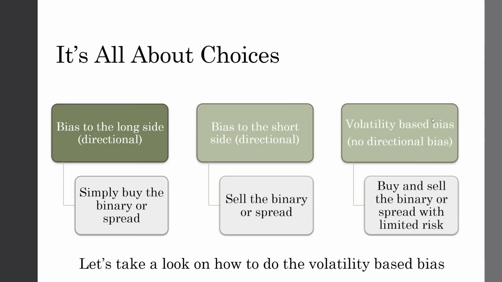Now, the main thing about trading market reports is all about choices. You can have a bias to the long side. This is a directional trade, and you simply buy the binary or the spread. Additionally, you could have a bias to the short side. In other words, you think the market is going to go down. In that case, you would sell the binary or the spread. You also have what's termed a volatility-based bias. That means you don't care whether it goes up or down. You just want it to move. In that case, you could buy and sell either the binaries or the spreads, and you have a limited risk on both.